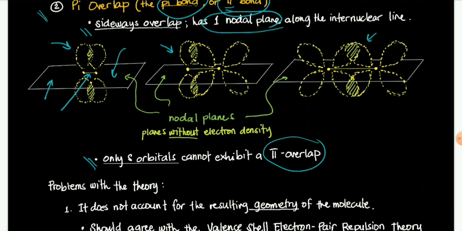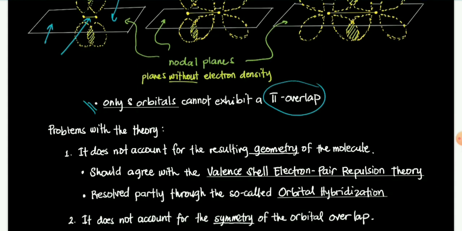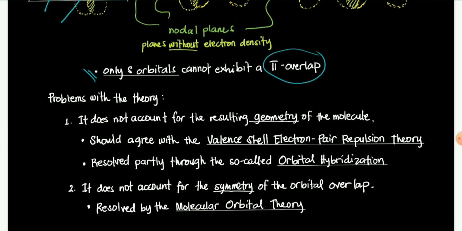Okay? So this is the valence bond theory. Pero may mga problems pa din sa valence bond theory. Okay? So ano yung mga problems na yun? Number one, it does not account for the resulting geometry of the molecule. Medyo mahirap i-imagine yung geometry using the Lewis electron dot structure. So kailangan natin ng isa pang theory to exhibit the geometry of the resulting molecule. So that's the valence shell electron pair repulsion theory. So i-discuss ko to sa susunod na video. So it can also be resolved partly through the so-called orbital hybridization. So ito pa yung isa kong discussion sa susunod na video.